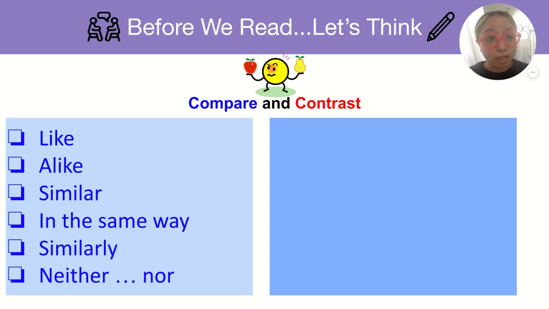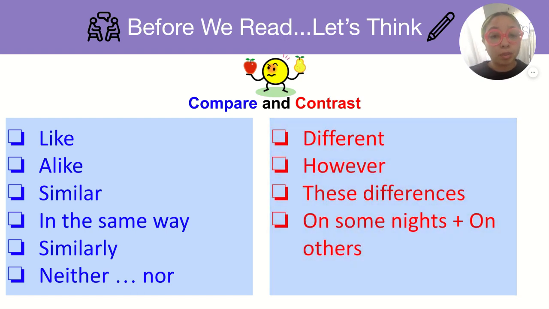Now for the contrasting. Contrasting is when you are telling how two or more objects are different. These are some of the words you can use as you are speaking and as you are writing about how the moon and the Earth are different. You will also see these words as you are reading today. Different, however, these differences, on some nights, on others. So let's read.